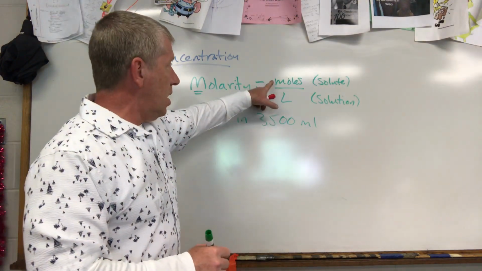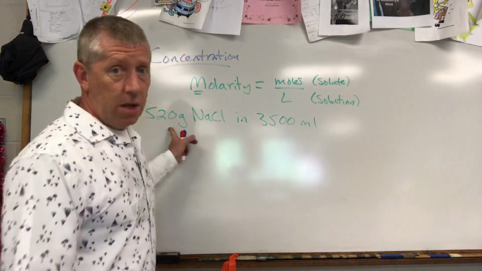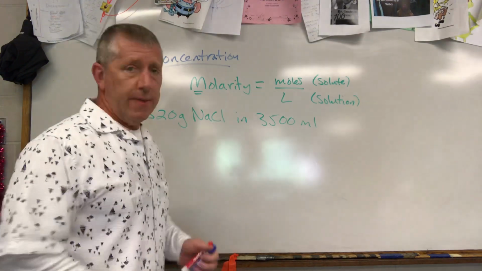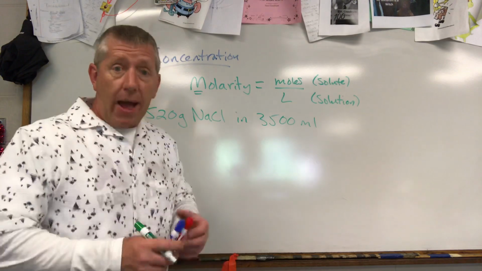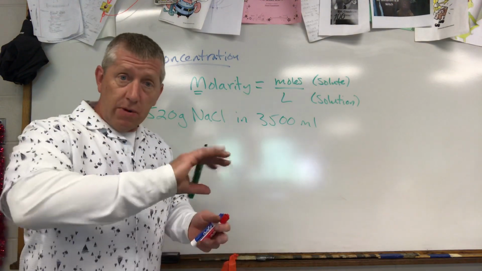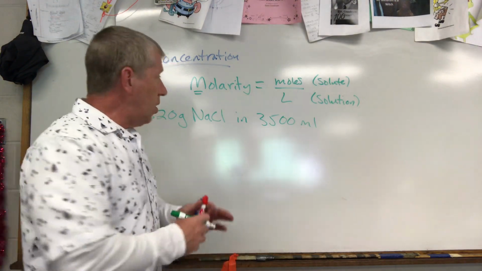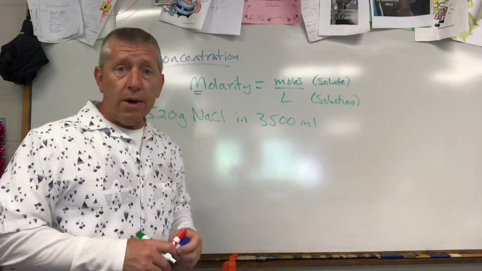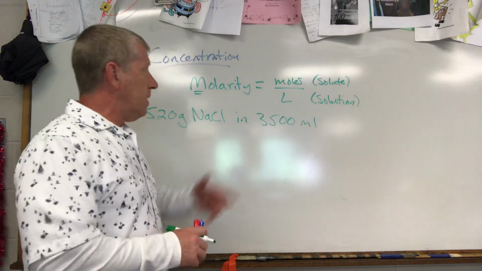Moles of the salt. Now, I don't have moles of the salt. But if you had to make a solution that dealt with this, you can go to a balance and mass out 520 grams of your sodium chloride and measure out, this is going to be a water solution, 3,500 milliliters of water. You can go do that. And then you can figure out the concentration of it.